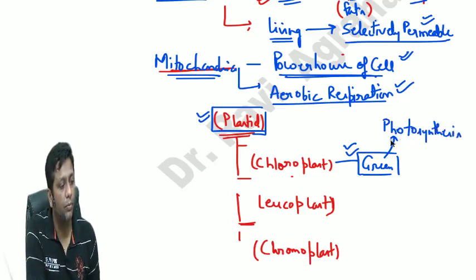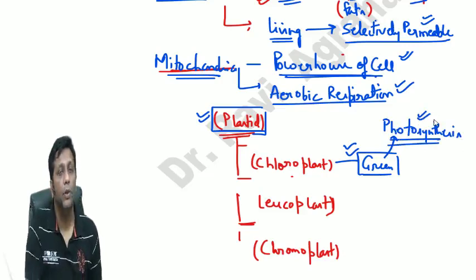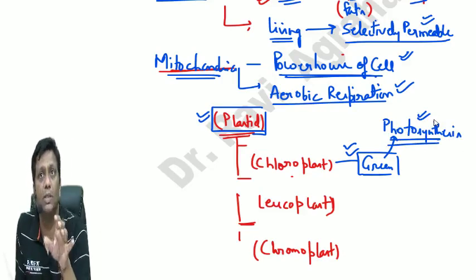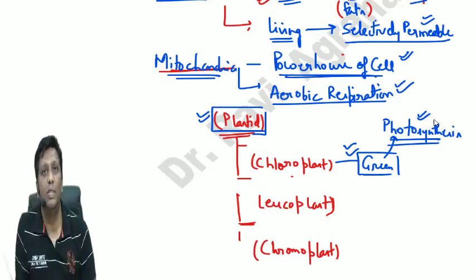It is involved in photosynthesis. Chloroplast is green in color, and due to the presence of chloroplast, the plant carries out photosynthesis and synthesizes its own food material.